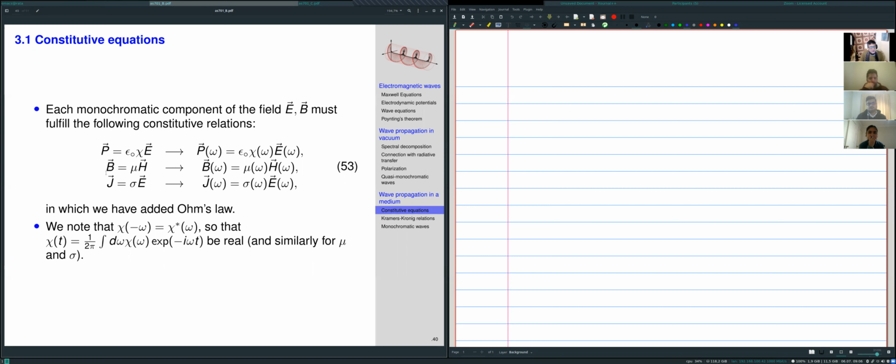So we have these constitutive relations. These equations here on the left apply to the signal. This is all real, okay? Polarization, the induced polarization in medium, the current density, the magnetic field, and all these susceptibilities are all real.